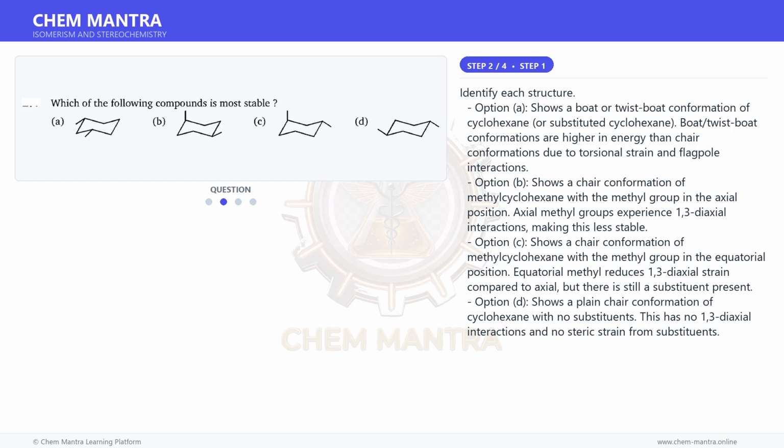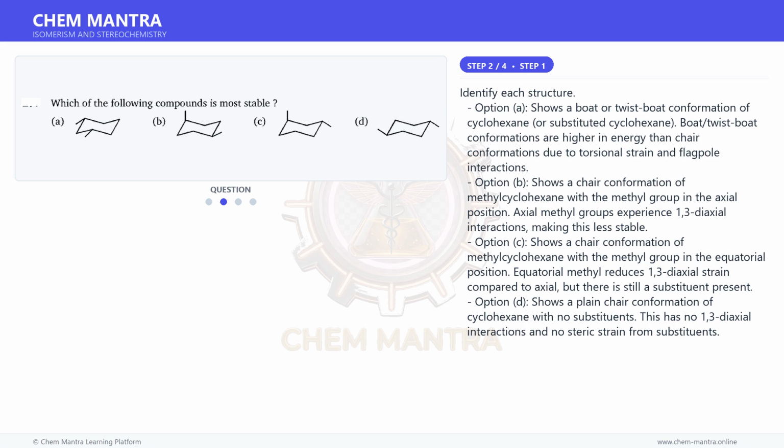Identify each structure. Option A shows a boat or twist boat conformation of cyclohexane or substituted cyclohexane. Boat twist boat conformations are higher in energy than chair conformations due to torsional strain and flagpole interactions. Option B shows a chair conformation of methylcyclohexane with the methyl group in the axial position. Axial methyl groups experience 1,3 diaxial interactions, making this less stable.